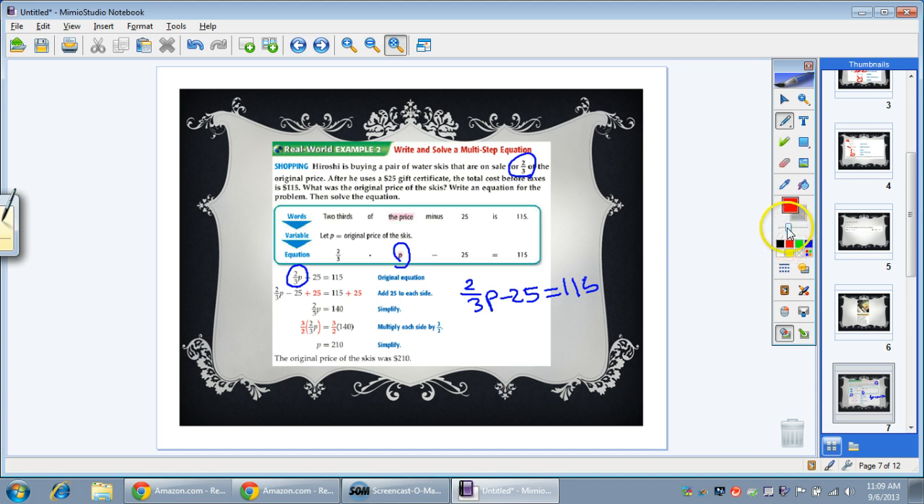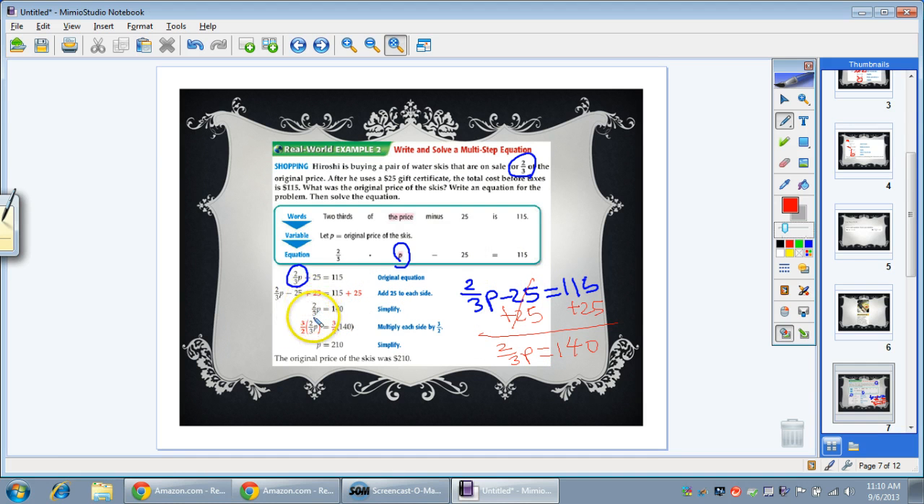And then you can write it so it's up and down. So plus 25 here, and then plus 25 here. Okay, let's cancel. Now you have 2/3 P equals 140. You can write it sideways or up and down, and that's what we got here. So we have 2/3 P.